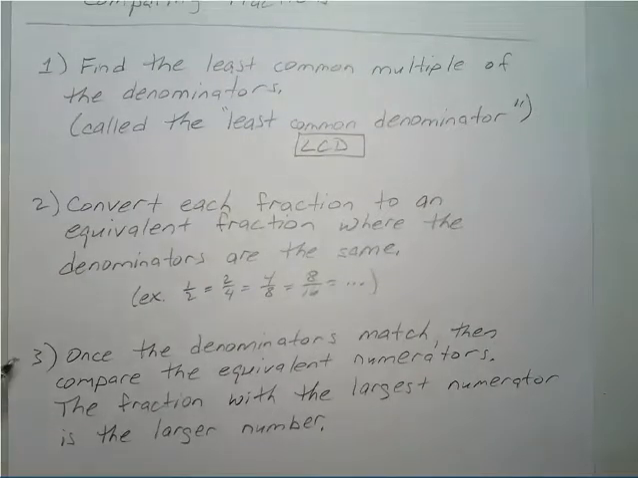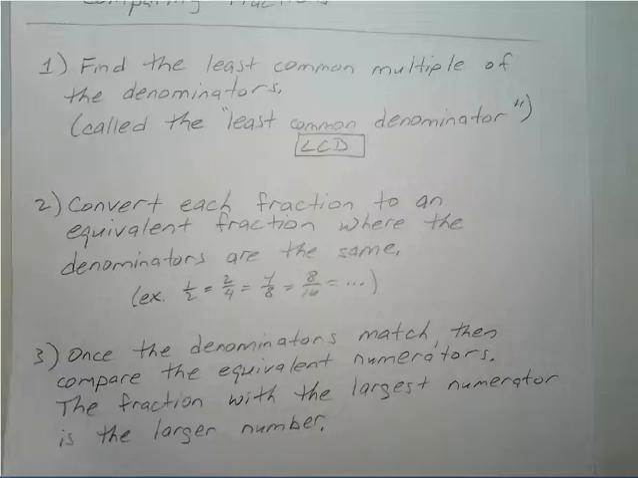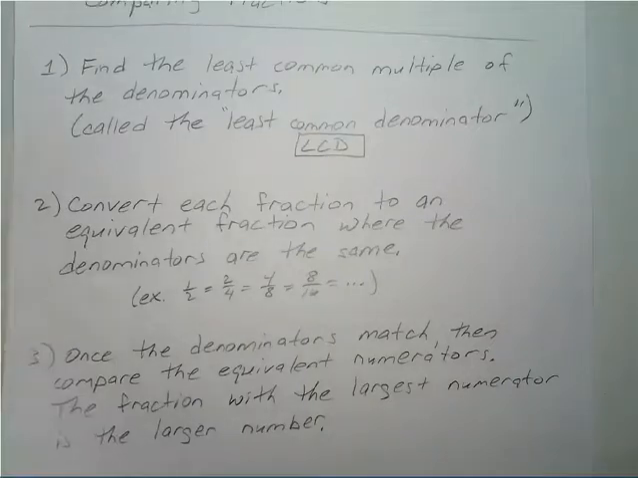Okay, number 3, once the denominators match, then you're going to compare your numerators. Okay, so the fraction with the largest numerator is the largest number. Okay, so that's only after you get the denominators to be the same, you compare your numerators, and you have your equivalent fractions. All right, so if you're still writing this, by all means, feel free to press pause and finish writing it all down. But we're going to go ahead and move on to our first example of comparing fractions.